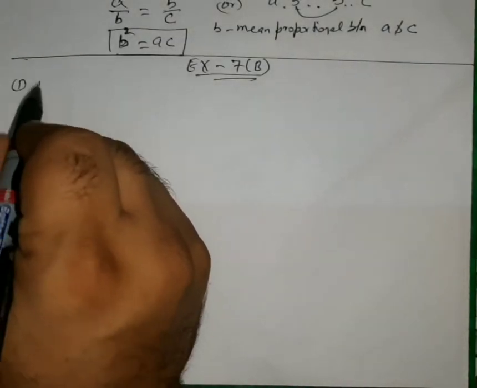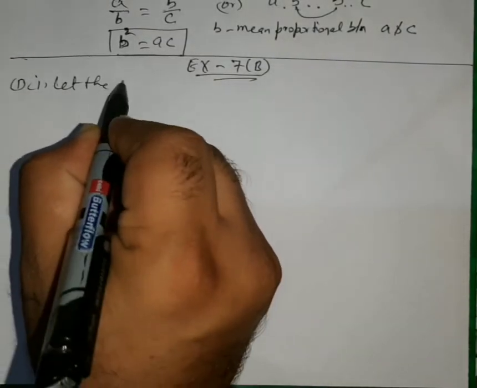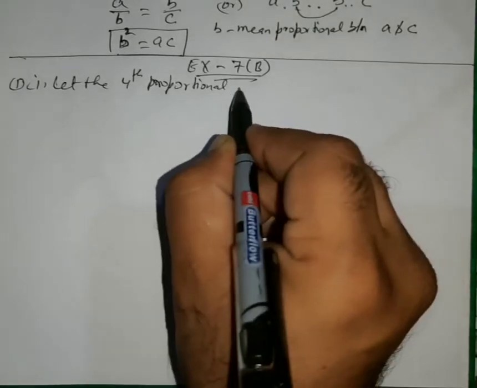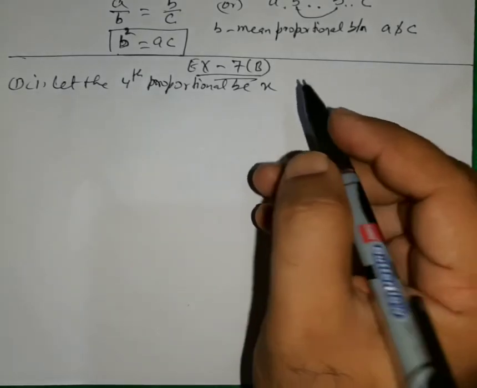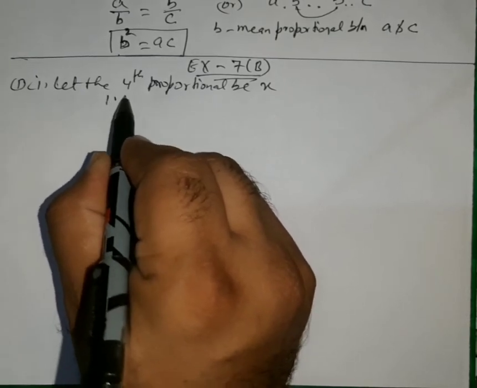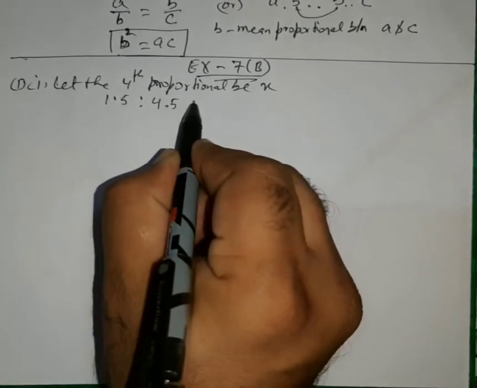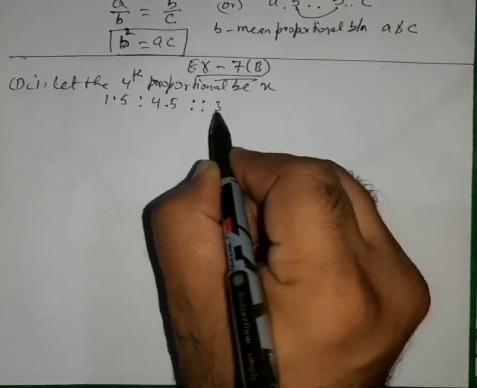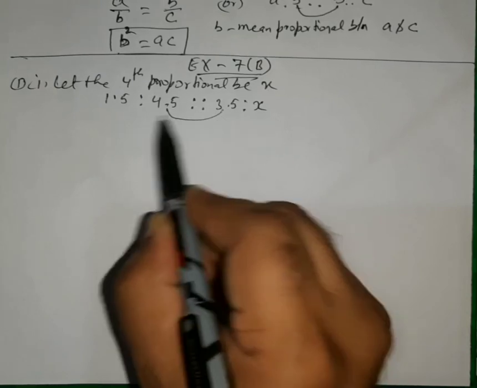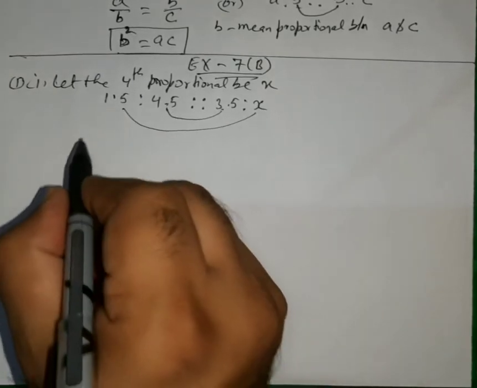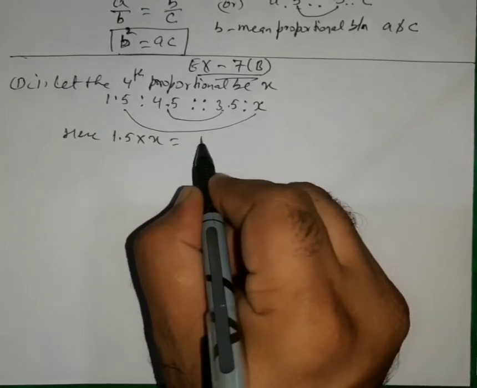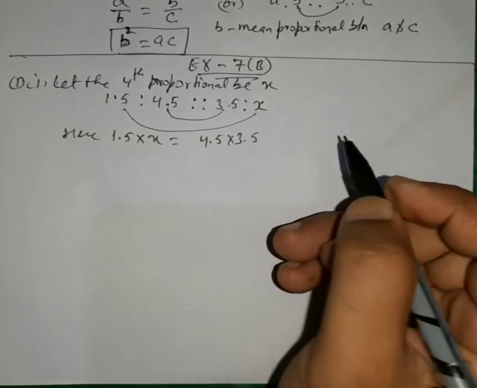So the first question, first part, let the fourth proportional be x. Then the four terms will be in proportion if 1.5 is to 4.5 as 3.5 is to x. Since here we know that the product of the means is equal to the product of the extremes, so here 1.5 multiply x is equal to 4.5 multiply 3.5.